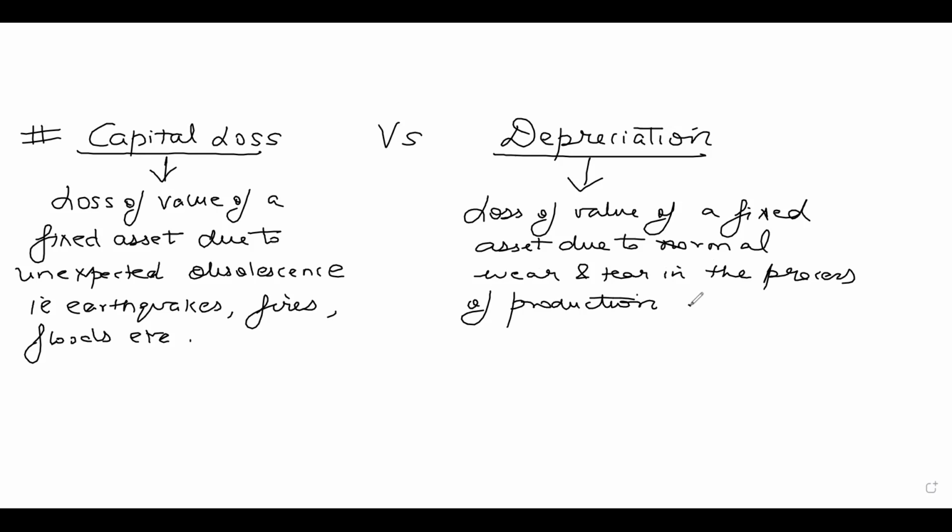So in case of depreciation, there is no unexpected obsolescence like earthquakes, fires, etc. Depreciation is a normal accounting process. Every physical asset will depreciate normally over the course of the financial year or the accounting year. But capital loss is not happening because of normal wear and tear. Capital loss is happening because of unexpected obsolescence, like an earthquake or a fire or a flood.